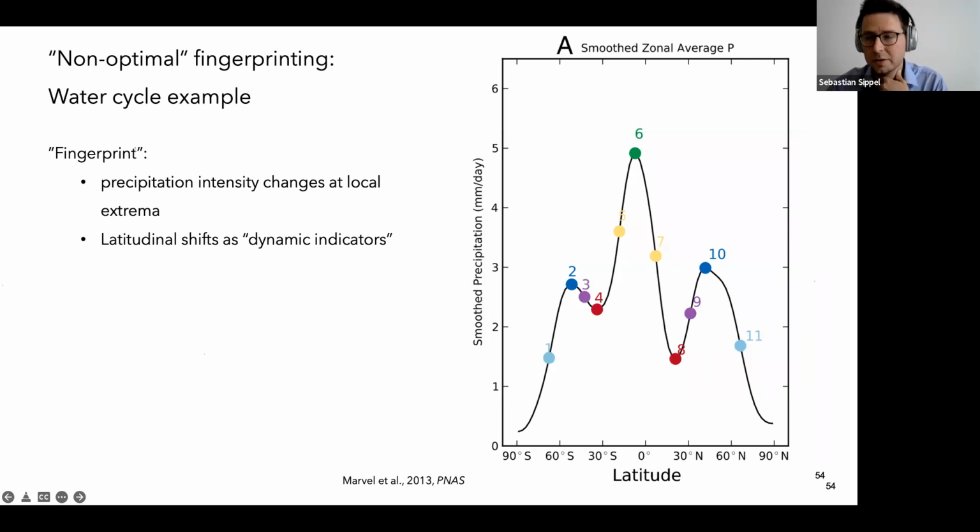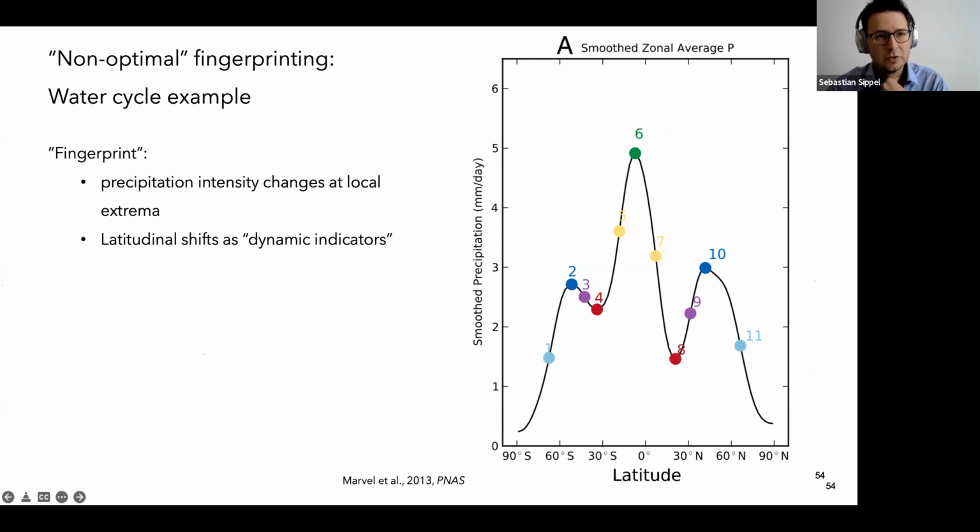And the fingerprint here consists of a number of metrics that seek to characterize important large-scale changes in the water cycle. So what she uses as a fingerprint now is not a spatial pattern, but the precipitation intensity changes at local precipitation extrema. So local meaning zonal precipitation. So you see here a distribution of the latitudinal precipitation. Of course you see here in blue the mid-latitude storm tracks, these are the subtropical dry zones, and so forth.